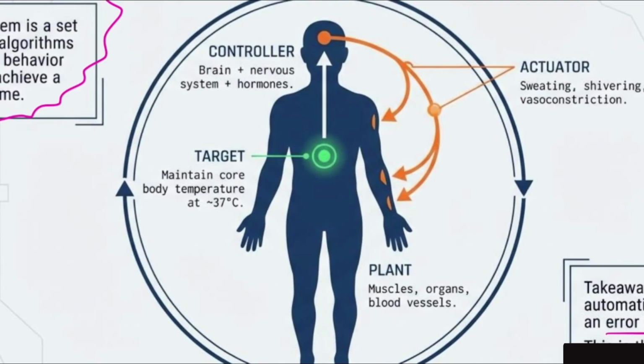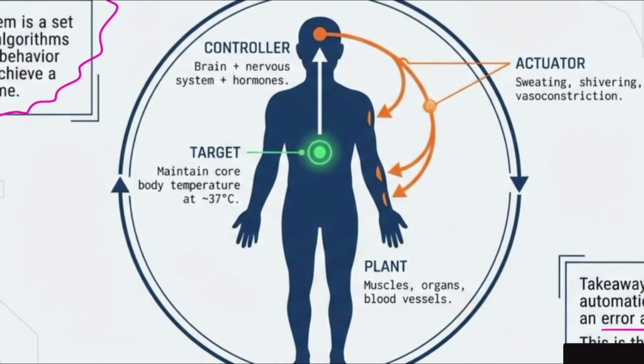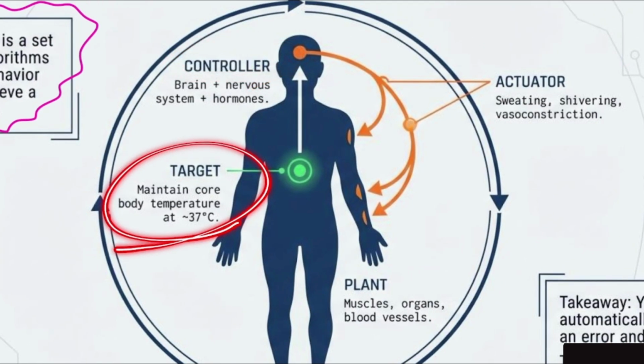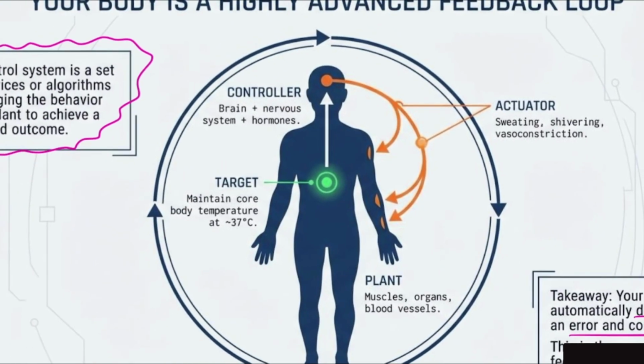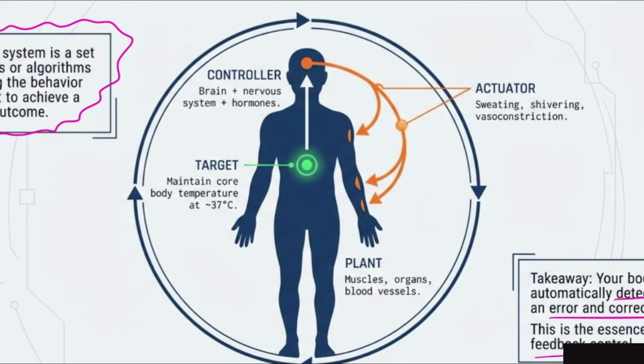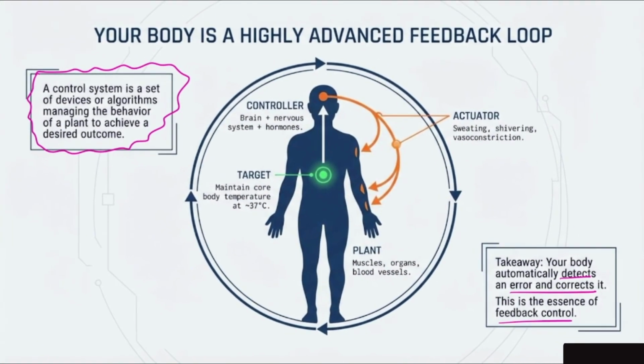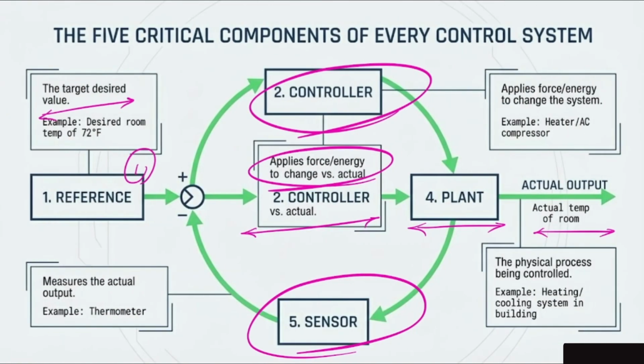So the plant is going to be the body itself. We have the muscles, the organs, the blood vessels. Then we have the controller. The controller should check the difference between the target and the actual value of the temperature itself, and by giving commands to the brain, the nervous system, and the hormones, make sure that it can control it. Why is it a controller? The controller is our actuator. It means that by sweating, by shivering, or by whatever we have to do inside our body, we make sure that our body temperature is going to be controlled, or is going to be 37 degrees. So that is a very important part.